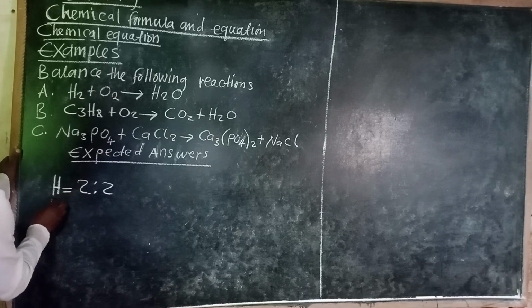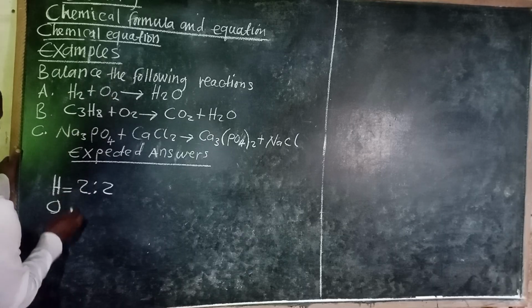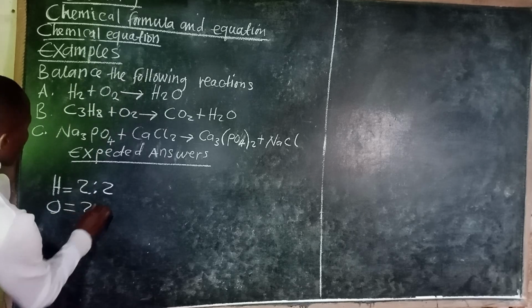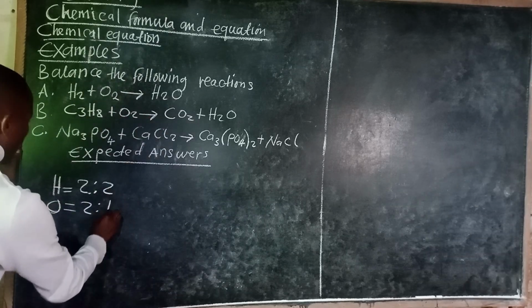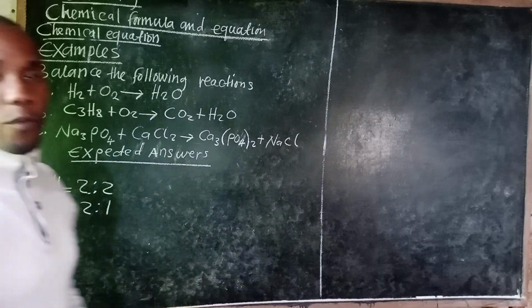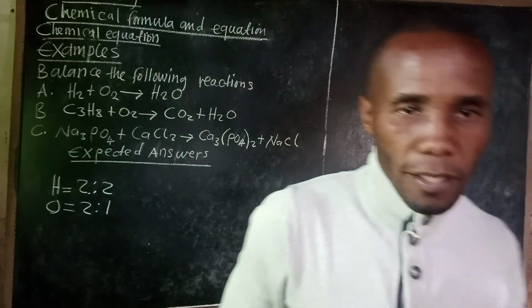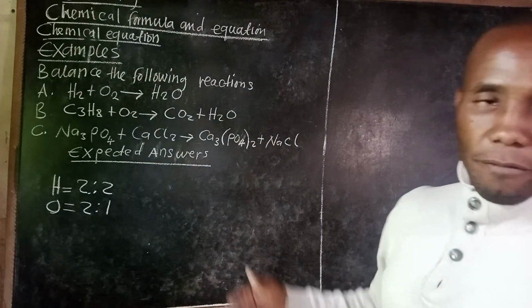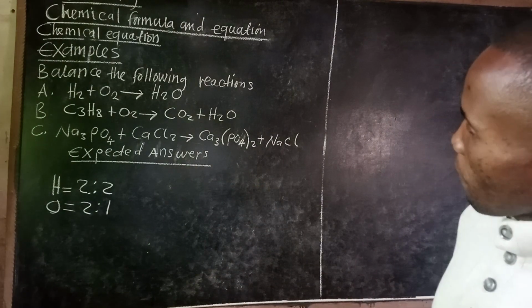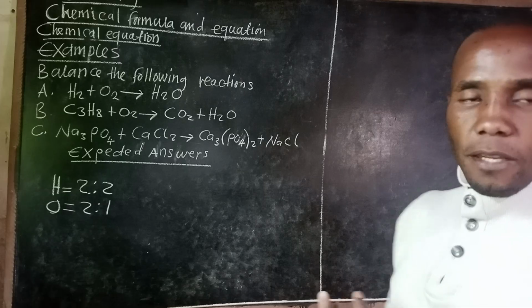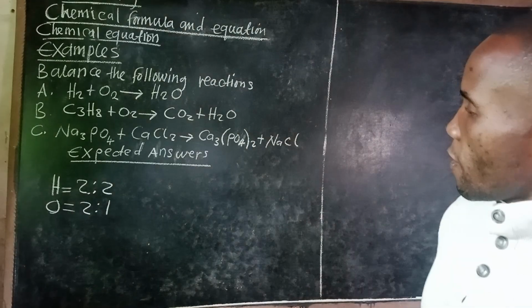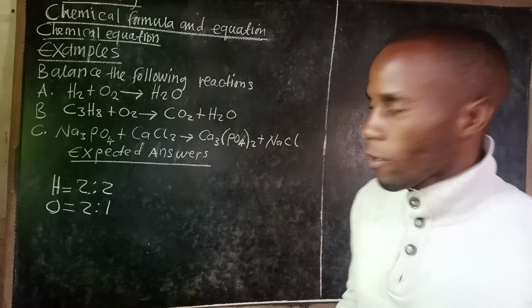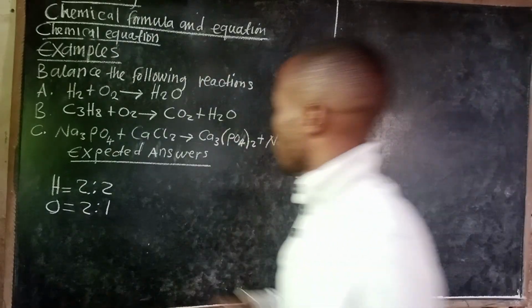Then we go to oxygen. Are they balanced? How many atoms this side? 2. Then what about the product? We have 1. That's where we have an issue. We have to balance that. For you to know which to balance, you come up with the ratios, reactant against product. Then from there you'll be able to say this element is not balanced, like oxygen here.